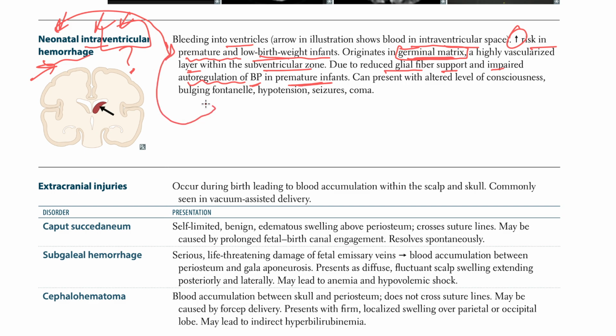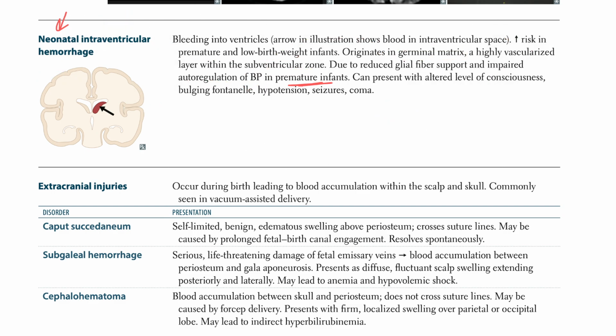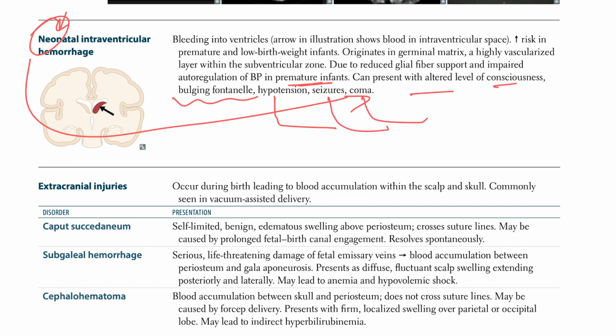So you have a premature infant, you have an autoregulation problem, you cannot regulate blood pressure, which will cause the germinal matrix to bleed. Bleed where? Wherever it is present. Where is it present? Subventricular. When it bleeds, it's going to push that blood into the ventricle, causing intraventricular hemorrhage. How is it going to present? High yield. A neonate is going to present with altered level of consciousness, bulging fontanelle, hypotension, seizures, and coma.